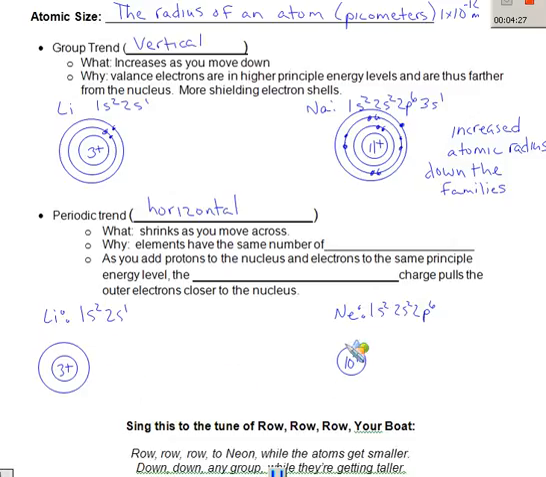If we go over to neon, the first principal energy level is going to be much closer to the nucleus because the 2 electrons are feeling the pull of 10 protons here, whereas in lithium, the 2 electrons are only feeling the pull of 3 protons. Now let's go and draw the next energy level out. So we're going to draw the next energy level for lithium, and then let's draw the next one for neon.